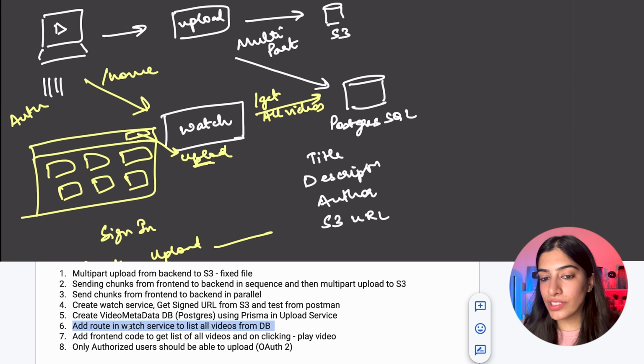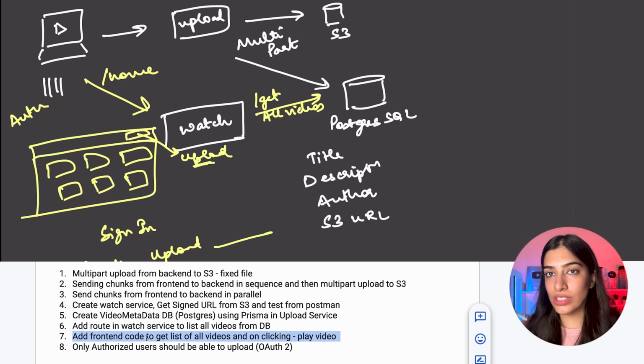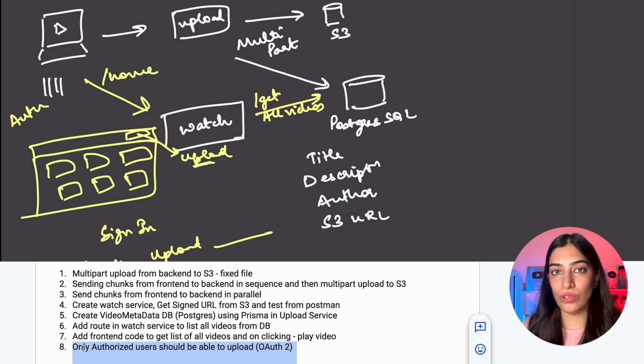As I explained, after getting the list of the videos, what you can do is add the front-end code firstly to list all the videos and to play the videos and all of that. And only authorized users should be able to upload. So let's see the code for all of this. And I promise I'm going to show you the demo. It is going to be awesome.